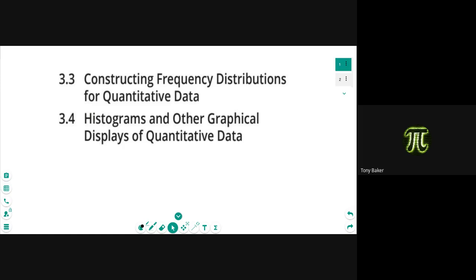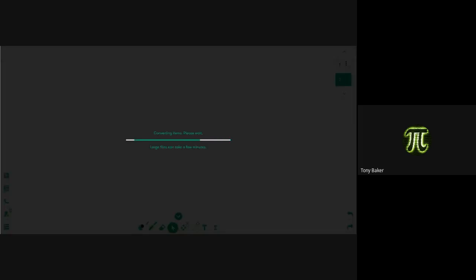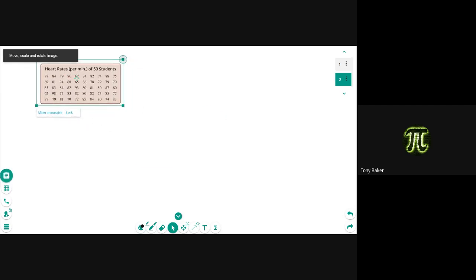So like with qualitative data, when we were doing our frequency distributions, it was really simple. You would just pick the categories that were there and count up the values in each. However, if we're looking at quantitative data, like heart rates, the question is how do we organize it? If I just said everybody in here organize this data and put it in a frequency distribution, would everybody in here do it the exact same way?